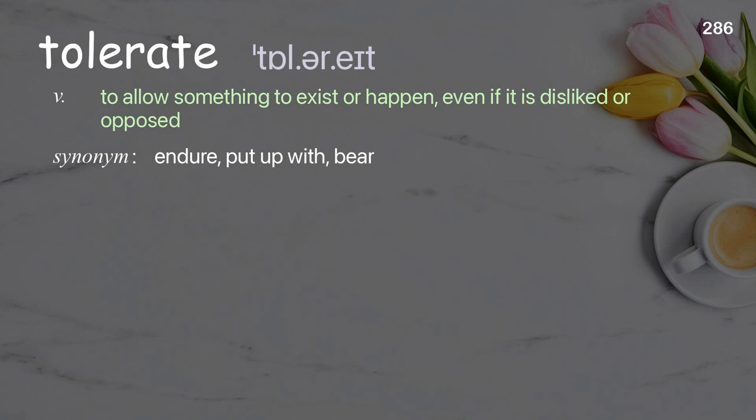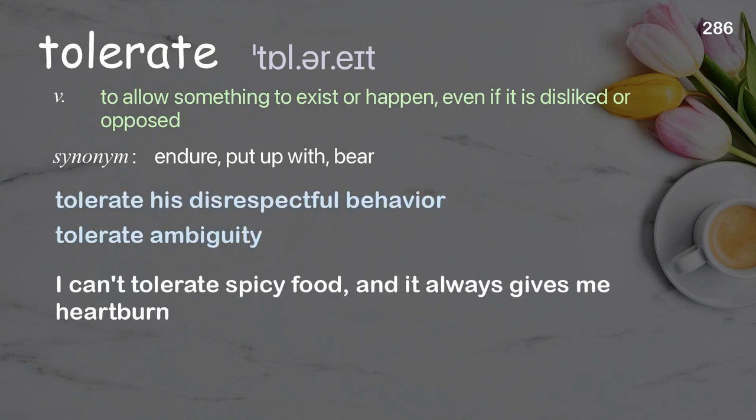Tolerate. To allow something to exist or happen, even if it is disliked or opposed. Examples. Tolerate his disrespectful behavior. Tolerate ambiguity. I can't tolerate spicy food, and it always gives me heartburn.